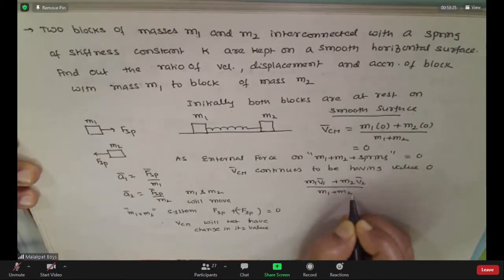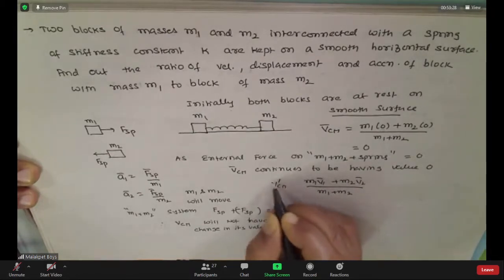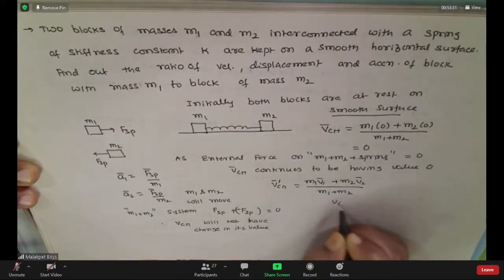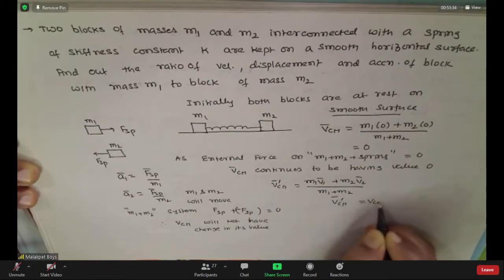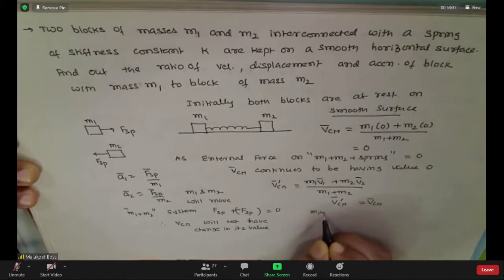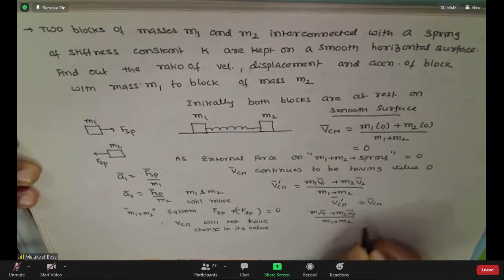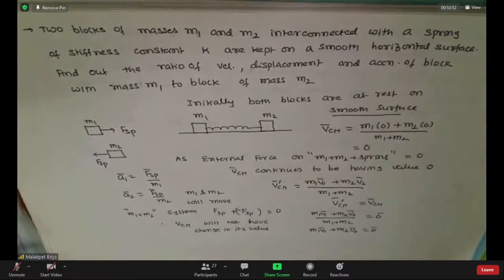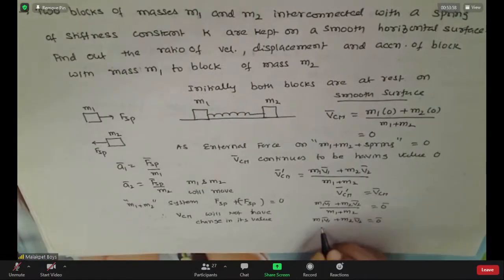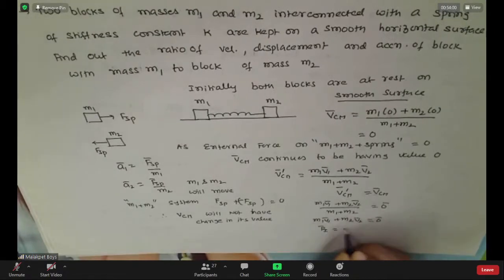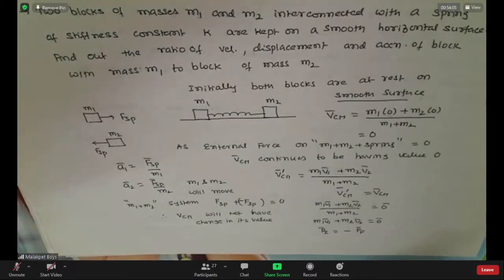So this is finally after they move. VCM dash must be equal to VCM, no? So you have M1 V1 plus M2 V2 by M1 plus M2 is 0. That means M1 V1 plus M2 V2 is 0. Do you agree with this? M1 equal to... Do you agree with this or not? Vectorially. Yes, sir. Agree, sir.